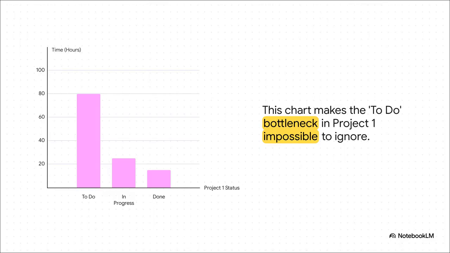And there it is. This chart just brings our earlier discovery to life. Remember that bottleneck we found in Project 1? Well, now it's impossible to ignore. That massive bar for to-do is such a clear visual signal that something needs our attention, and it communicates the problem way faster than raw numbers ever could.